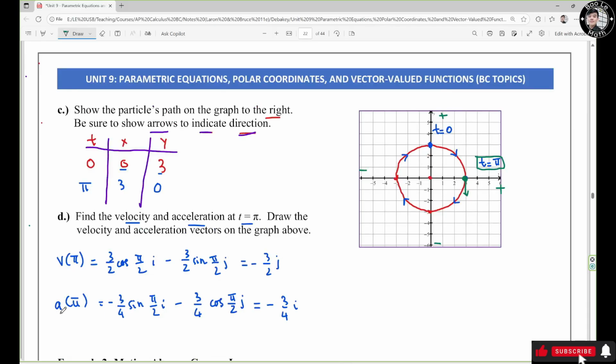Now the second one, acceleration at t equals pi. You only have the i component, which means you only have the x value. The y value equals 0. Negative 3 over 4 going this way, because negative is right here. So it's going to be negative 0.75. So it could be something like this. This one is v of pi, and this one is a of pi.